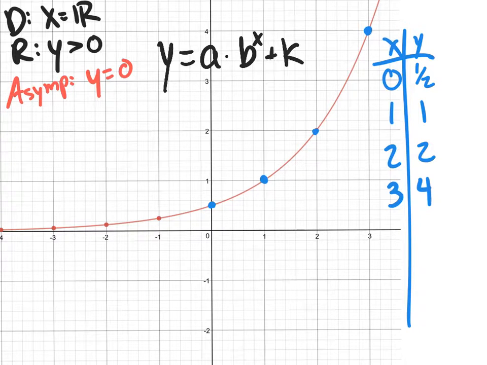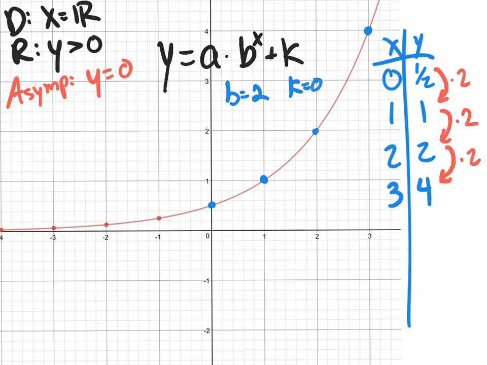Okay, now we need to find out how it's growing. So from 1/2 to 1, how's that growing? By 2. And from 1 to 2, how's that growing? By 2. And 2 to 4, how's that growing? By 2. So what's the growth factor? Okay, so the b value is definitely 2. The k value we said was 0 because the asymptote is right here at the x-axis, at the y value of 0.